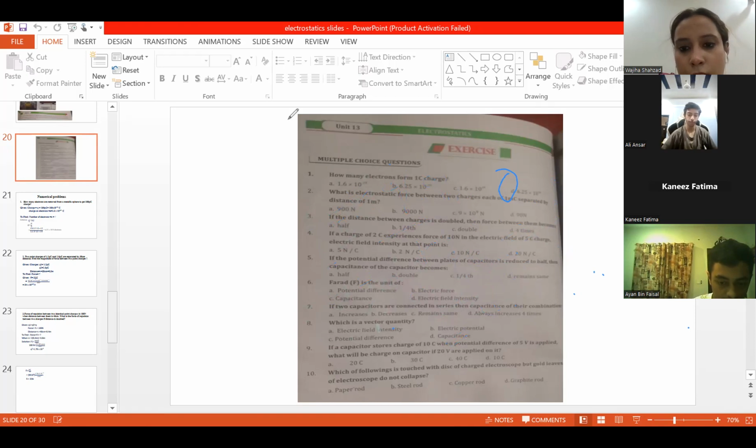Ayan, if you are done, kindly tell me the answer of MCQ number 2. So if you just put the values, you will get the answer 9,000 Newton. Okay, circle option B.